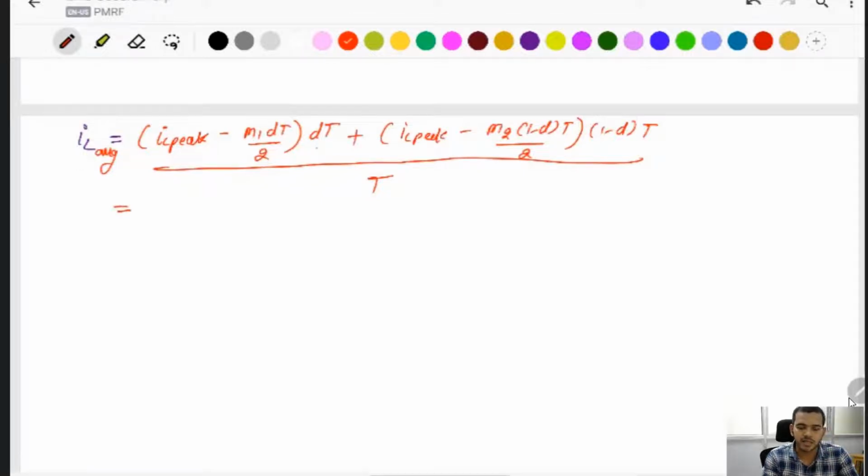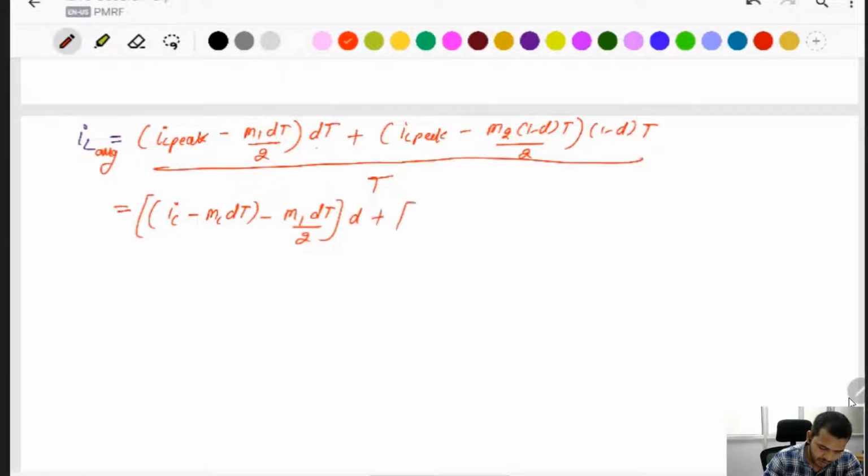IL peak is written as IC minus MC dt, minus M1 dt divided by 2 into d. The T terms cancel out from both. So IC minus MC dt, minus M2 (1 minus dt) divided by 2, is the IL average.